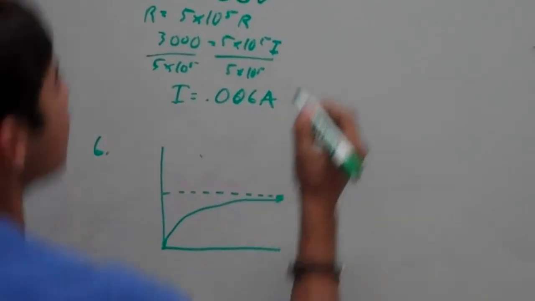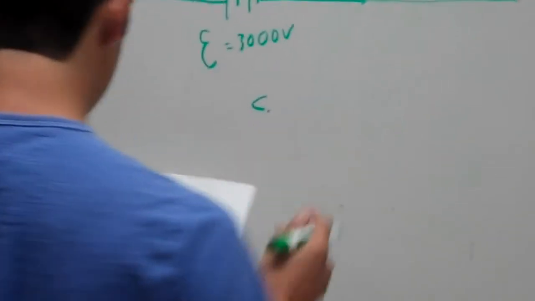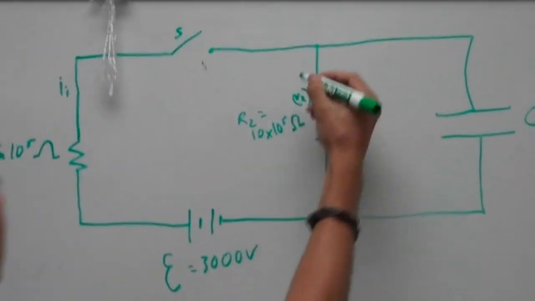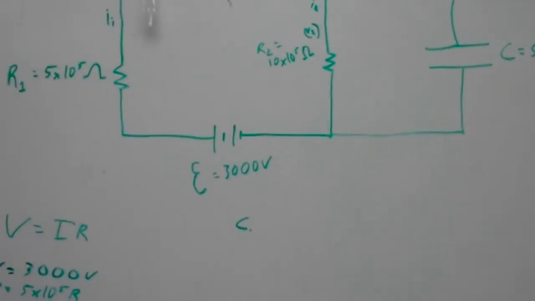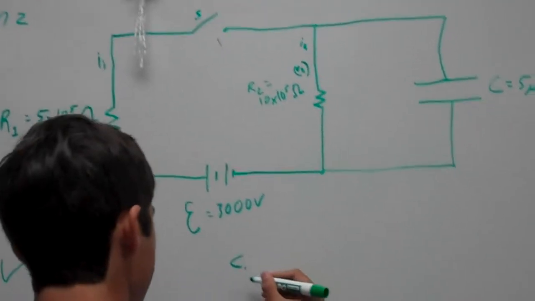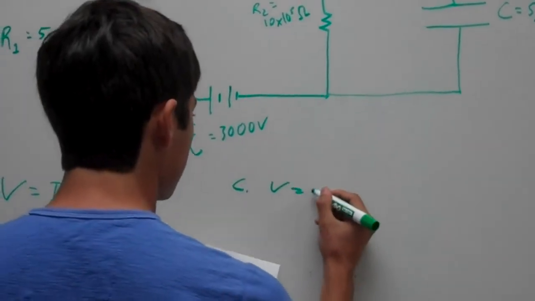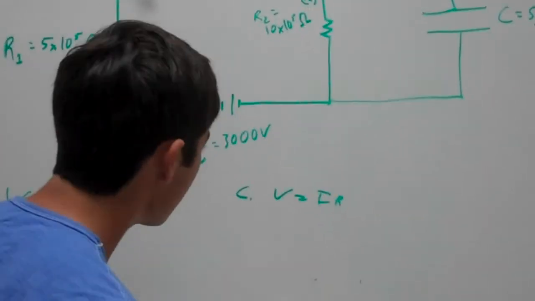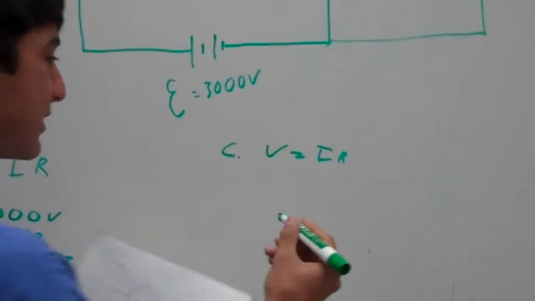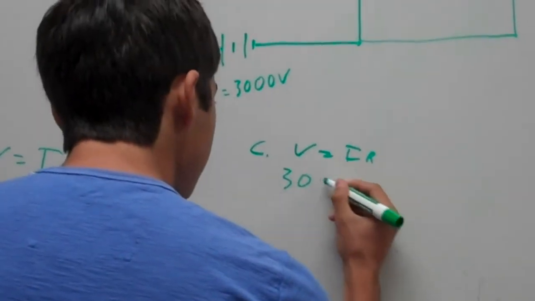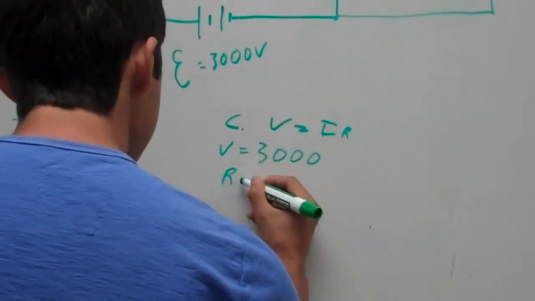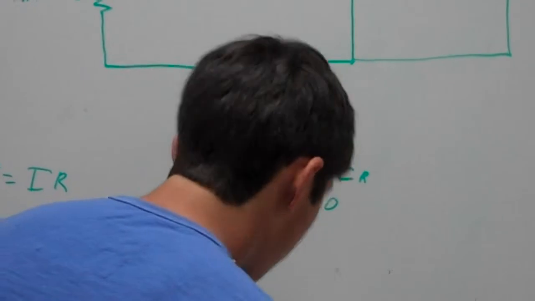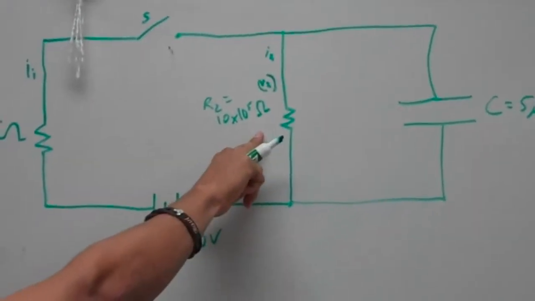Now, then we'll go here for part C. Calculate the current I2 right after the switch is closed. It's going to be the same equation, V equals IR. The voltage is still going to remain the same because it's being powered by the same power supply. But now your resistance is going to change because it's going to flow through this resistor.